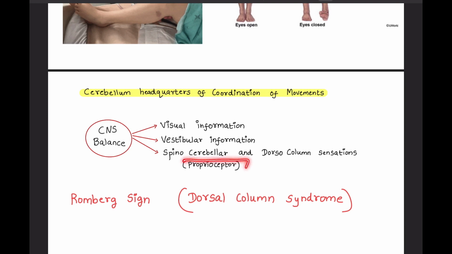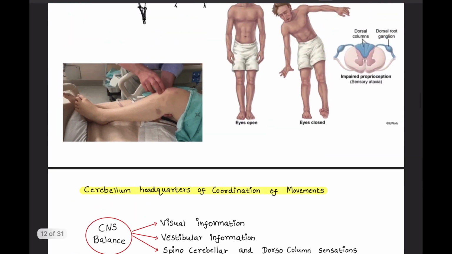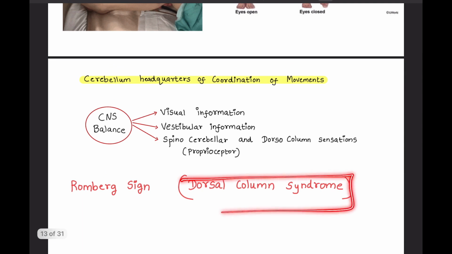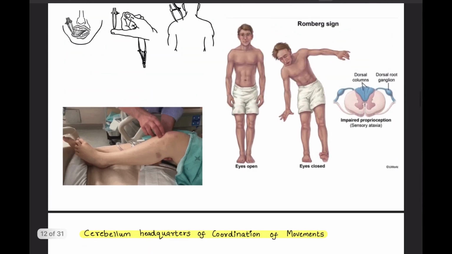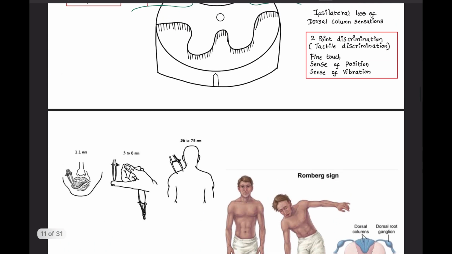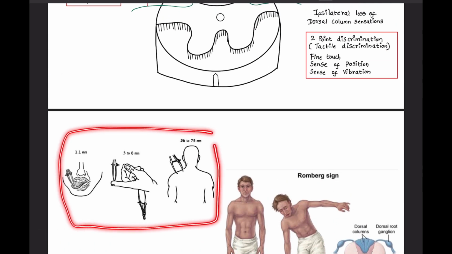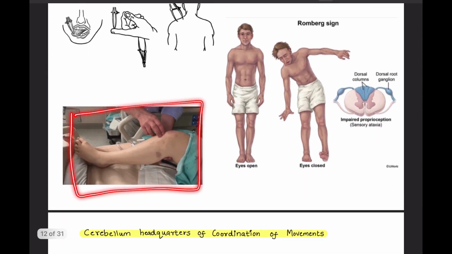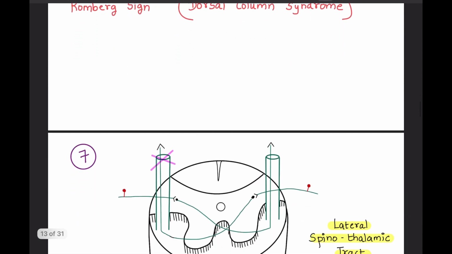This proprioception I have discussed in the ascending tract of spinal cord lecture or in the respiration lectures before, the function of a proprioception. This condition is known as dorsal column syndrome. So here is a 2-point discrimination example, and here is the example of a reflex test. Then we move on to the next case.